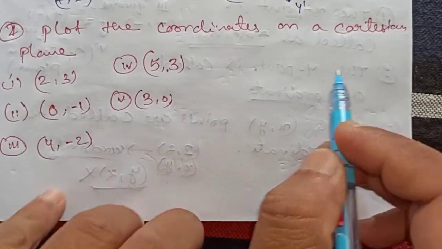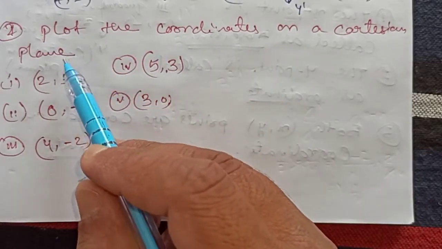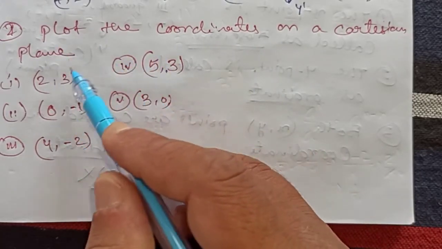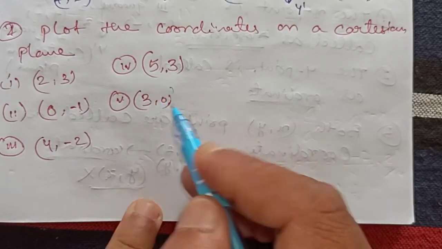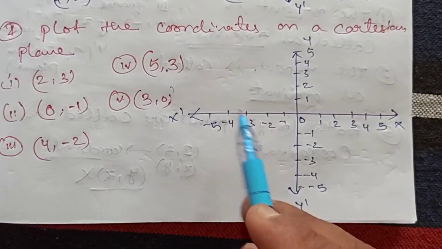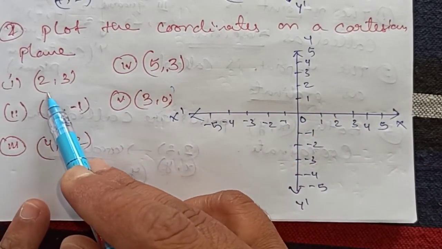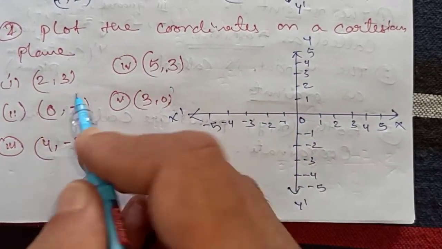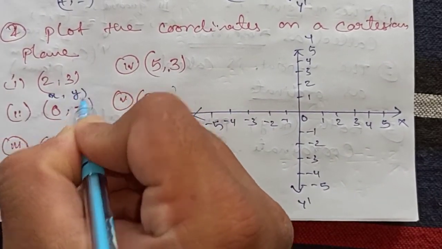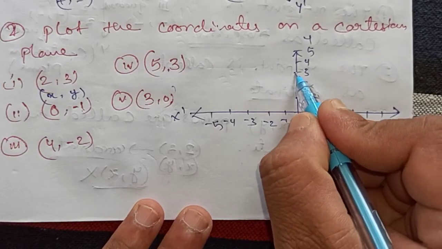Next example. In the second example, it is asked to plot the coordinates on a Cartesian plane. These are the coordinates we have to plot on a Cartesian plane. So first of all, I will draw a Cartesian plane. Okay, now we have to plot these coordinates on the Cartesian plane. First coordinate is 2, 3. 2 is for x, 3 is for y. So 2 is here, 3 is here.